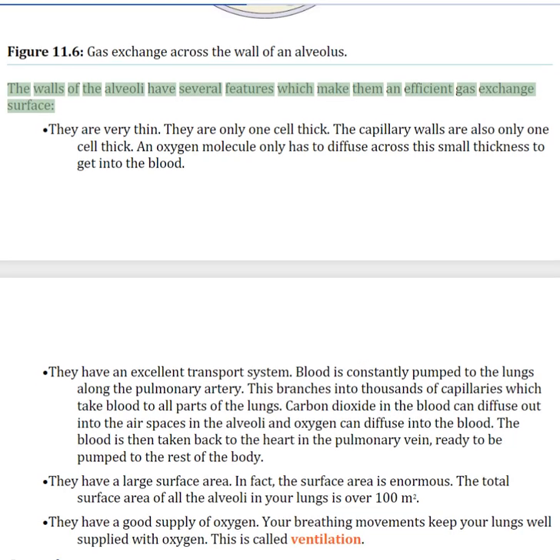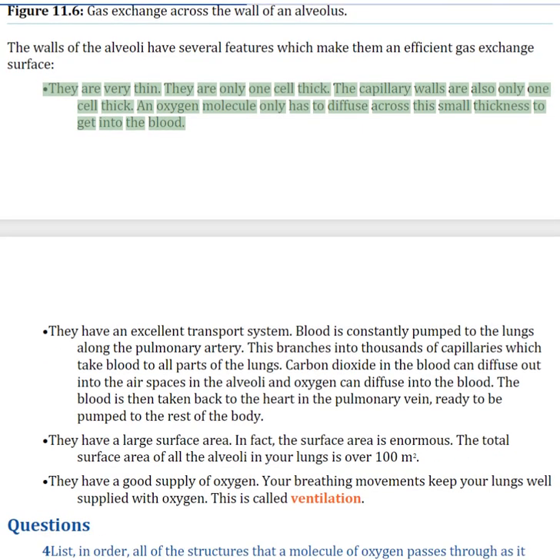The walls of the alveoli have several features, which make them an efficient gas exchange surface. They are very thin. They are only 1 cell thick. The capillary walls are also only 1 cell thick. An oxygen molecule only has to diffuse across this small thickness to get into the blood.